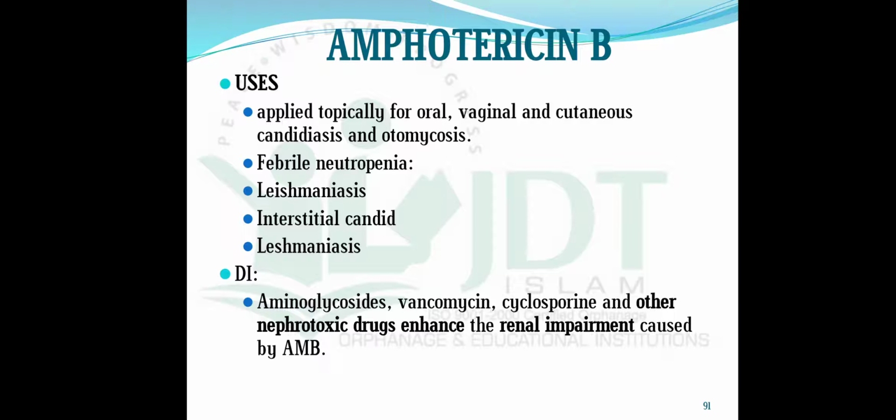Now, what are the uses of amphotericin B? Mainly applied topically for oral, vaginal, and cutaneous candidiasis and otomycosis. Also used in febrile neutropenia, intestinal candidiasis, and leishmaniasis. Now we have already mentioned the long-term toxicity, that is nephrotoxicity. So amphotericin B will show an important drug interaction with other nephrotoxic drugs like aminoglycosides, vancomycin, cyclosporine. If we administer amphotericin with other nephrotoxic drugs, it will enhance the nephrotoxicity as well as lead to renal impairment. So that is all about amphotericin B.